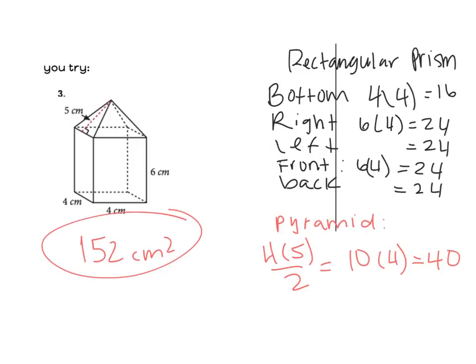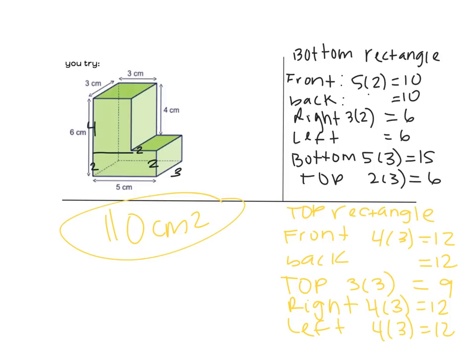So for the first one, you should have gotten a surface area of 152. And for the second one, you should have gotten a surface area of 110 centimeters squared. If you did not get these correct, look at my work and see if you can figure out what you did wrong or ask me for help.